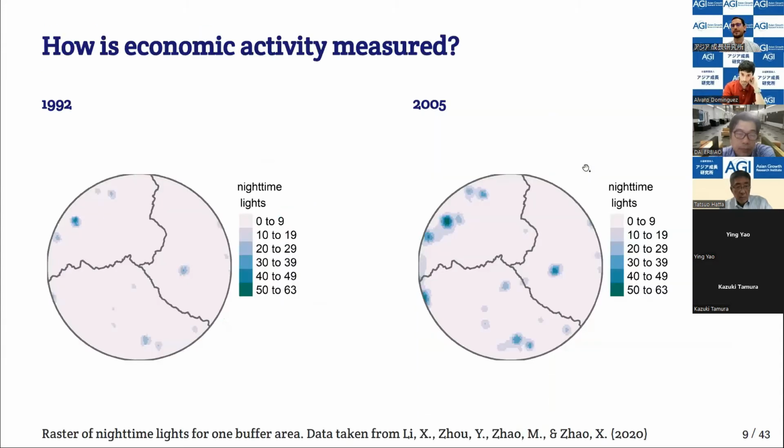Now, how is economic activity measured? As I told you before, we're going to use nighttime lights. Now, you may ask, well, why don't you use GDP data? Well, basically because there is no GDP data published for this kind of radii or for this kind of buffer areas. So because we use as a robustness check the variation of the radius of that buffer, then we are going to consider nighttime lights as the proxy.